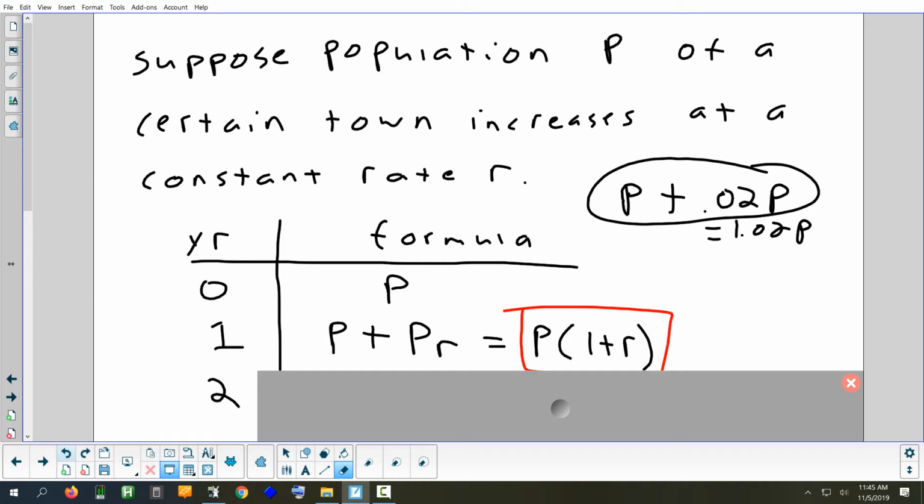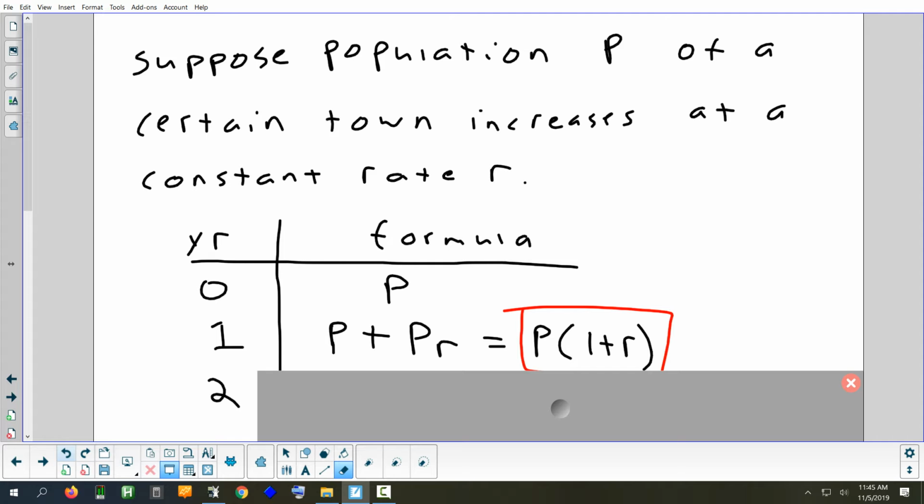Now, when we started year 0, the population was P. After year 1, that's my new population. So when I start year 2, what's the population starting at year 2? The one we just ended year 1 at. So in general, it's always population plus the increase. So now my population is P times 1 plus R.